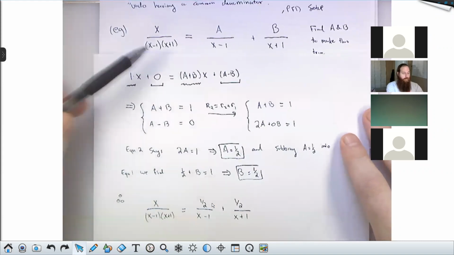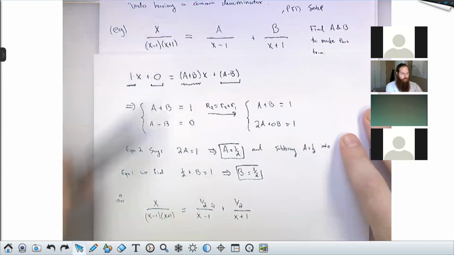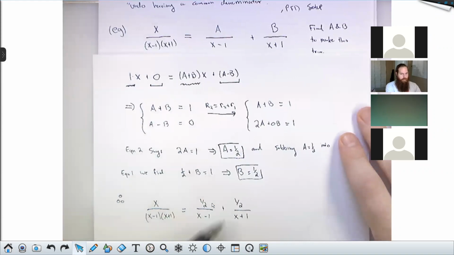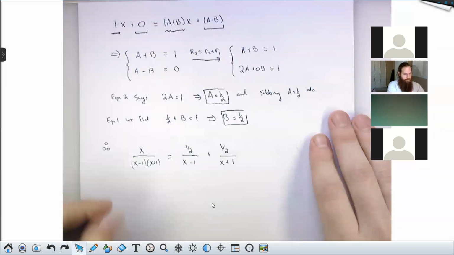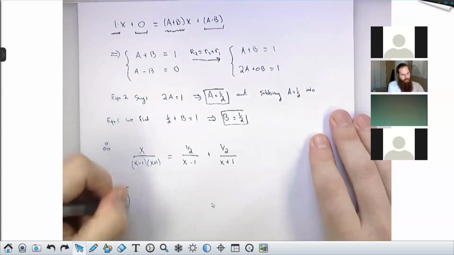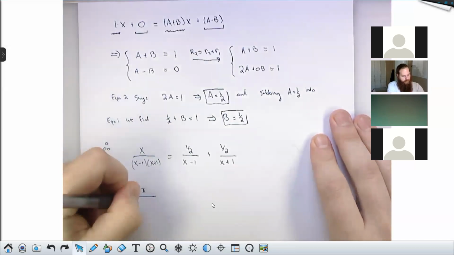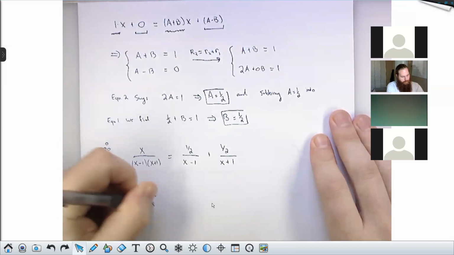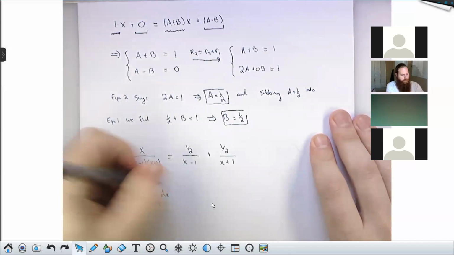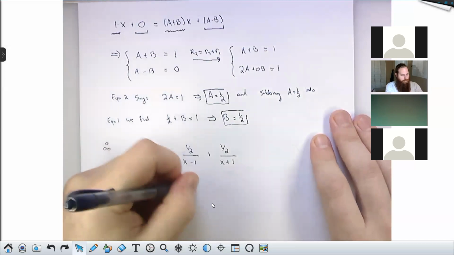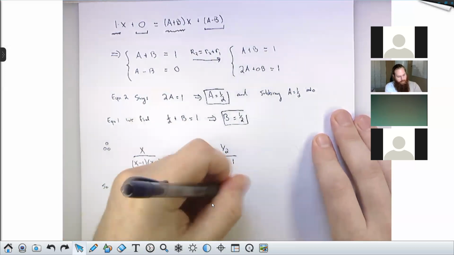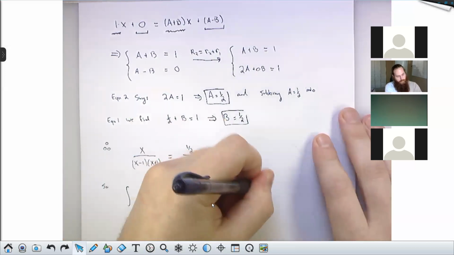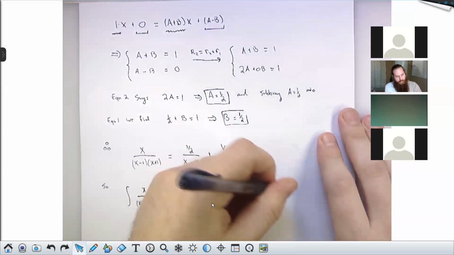And if I wanted to integrate this, I could integrate these instead. And that's why we talk about this in Calc 2. So the integral of x over x minus 1 times x plus 1 dx is equal to 1/2 integral 1 over x minus 1 dx plus 1/2 integral 1 over x plus 1 dx.